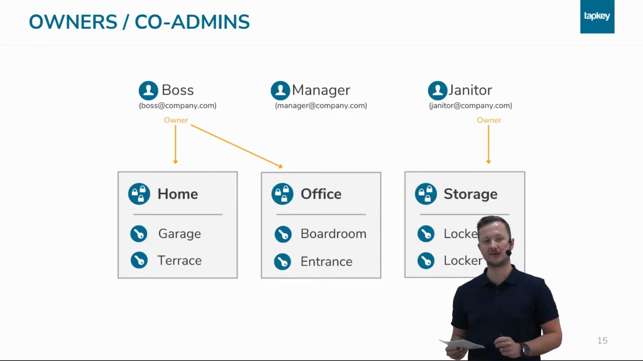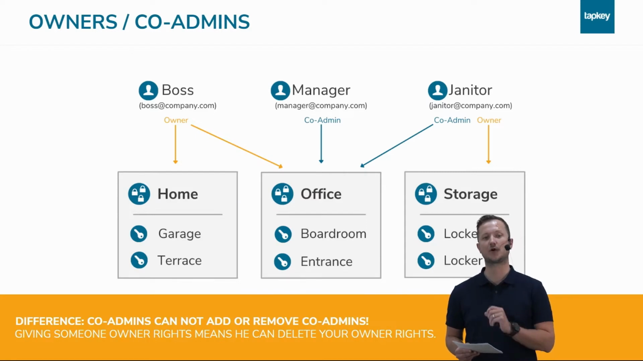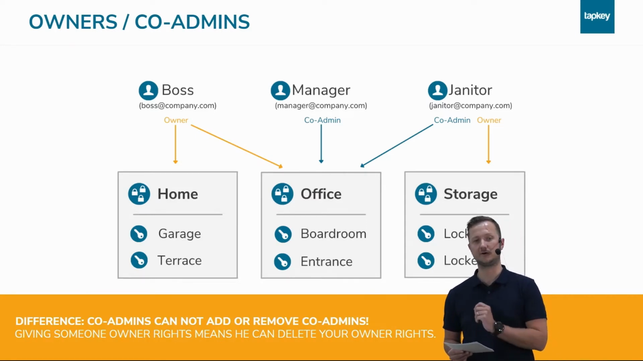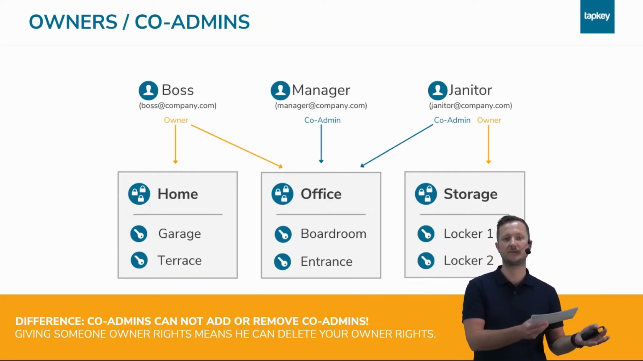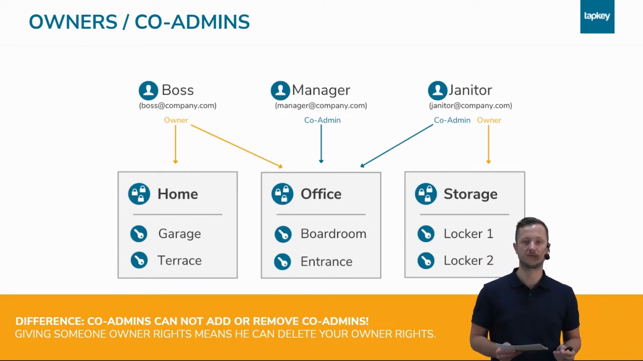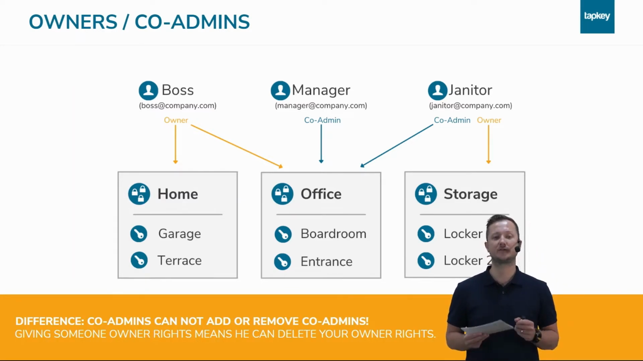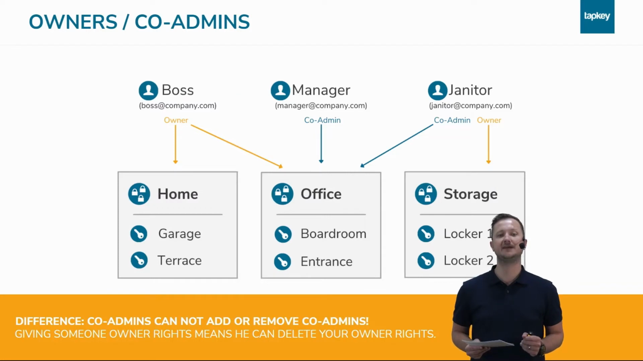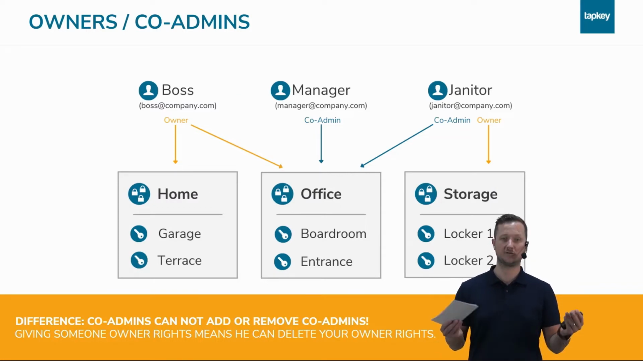Now the boss says, I don't want to spend time managing the access for the employees. That's what I hired the manager for. And therefore, he decides to make the manager a co-administrator of the office owner account. The same can be done for the janitor if he needs to manage the access for the office as well. Now we see that for any owner account, you can have 2 different permissions. You can either be an owner or a co-administrator. The question is, what's the difference between those 2?